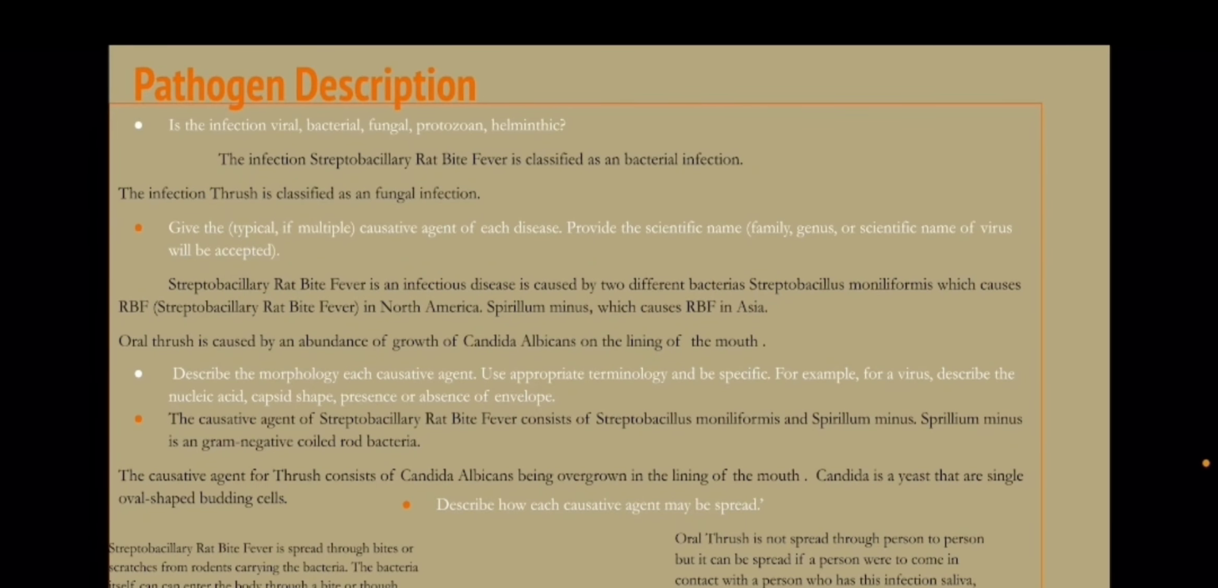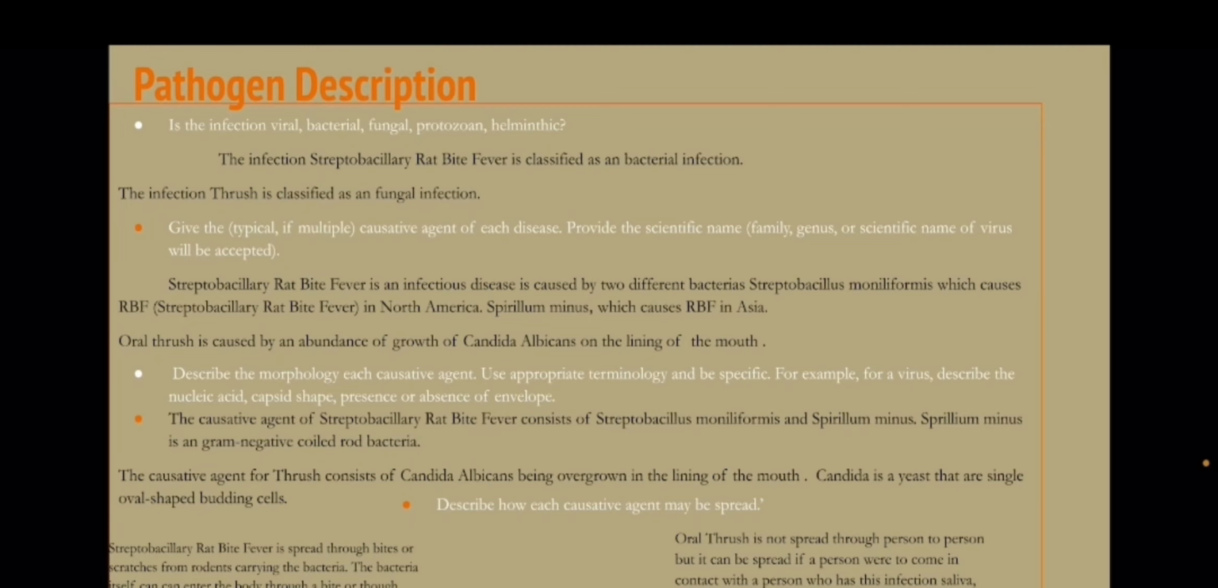Pathogen description. Is the infection viral, bacterial, fungal, protozoan, or helminthic? The infection streptobacillary rat bite fever is classified as a bacterial infection. The infection thrush is classified as a fungal infection. Give the causative agent of each disease.